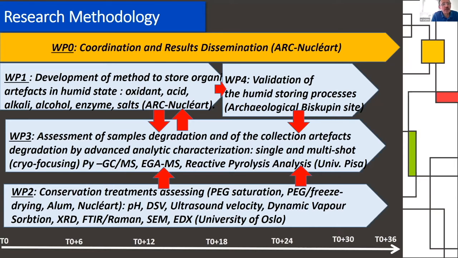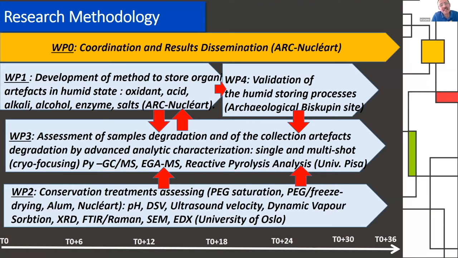Another partner takes charge of the second topic of the project, the assessment of the organic materials. We have to test different treatments, and we intend to compare PEG saturation treatment. The PEG is the main consolidant used by workshops to consolidate degraded archaeological artifacts. We compare this treatment to PEG freeze drying, the alum drying used to treat Oseberg collections, and the nuclear treatment used by ARC Nucléart in the past to treat some of the collections.